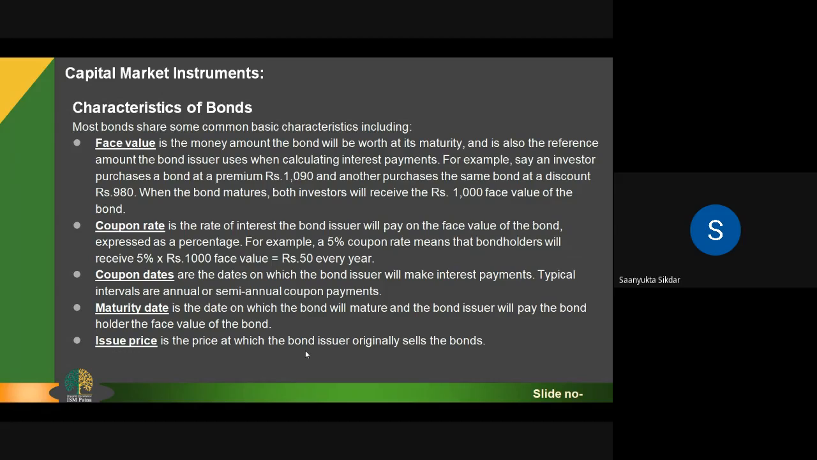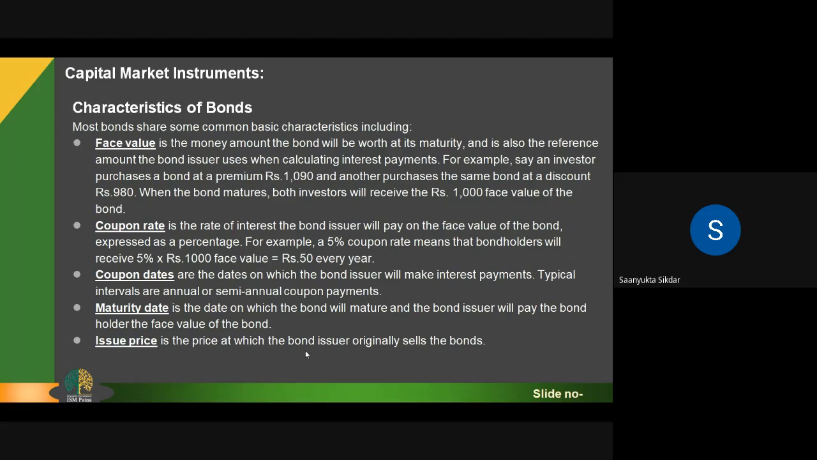For example, if you say that there is a 5% coupon rate, this means that 5% of the face value of the bond will be paid every year. That is, if the face value is rupees 1000, then 5% of rupees 1000, which is rupees 50, will be paid as interest every year.